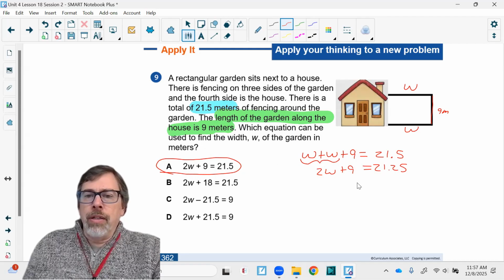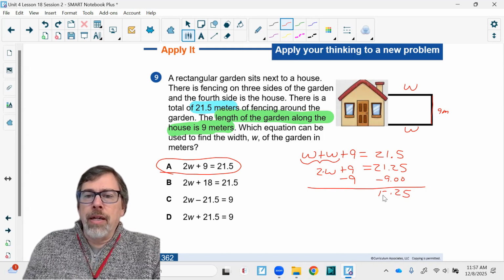But let's find the width. Let's continue. So now I'm going to use SADMEG. I have addition and multiplication. I'm going to subtract first, minus 9. Careful with your decimal, don't forget. 5 minus 0 is 5, 2 minus 0 is 2, 21 minus 9 is 12, equals 2W. Okay, divide both sides by 2, and I get W equals 6.125.